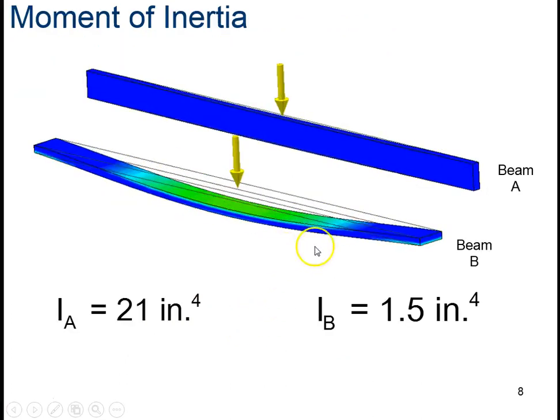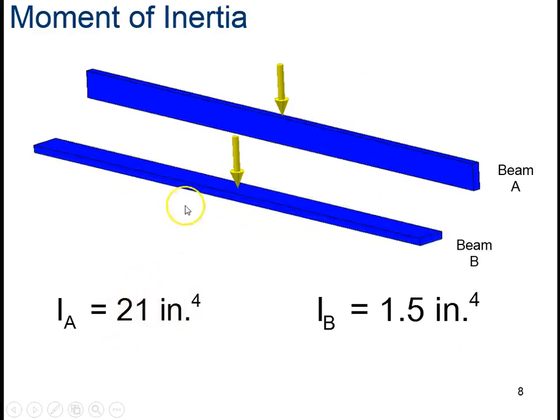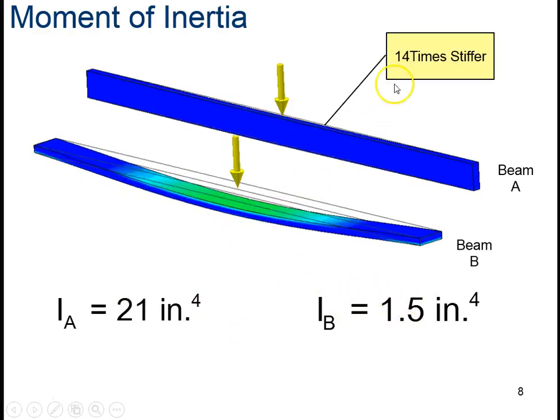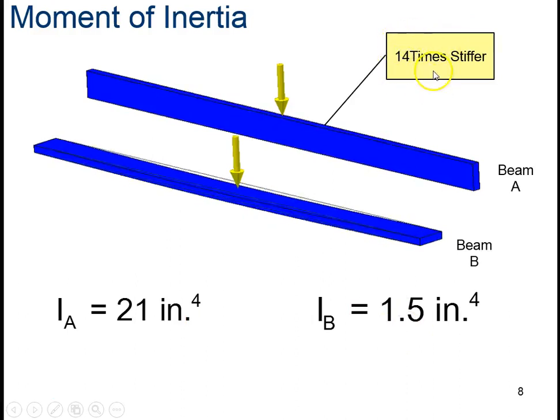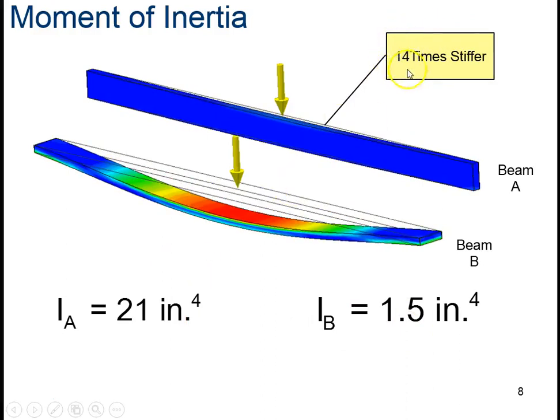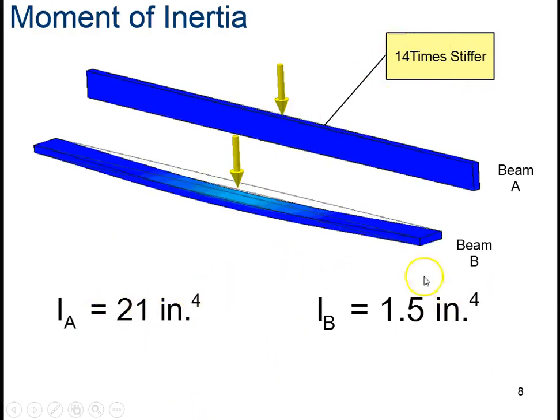So what we see is for beam A, the one standing up, its moment of inertia is 21, while the flat one is 1.5. That means this one is 14 times stiffer. Stiffer or harder to bend. The way we calculated this 14 is we did 21 divided by 1.5. You're going to have to do this on the knowledge check, so make a note of how we came up with which one is stiffer and how to calculate this number. Remember, you got this number by doing 21, the stiffer one, divided by the weaker one.